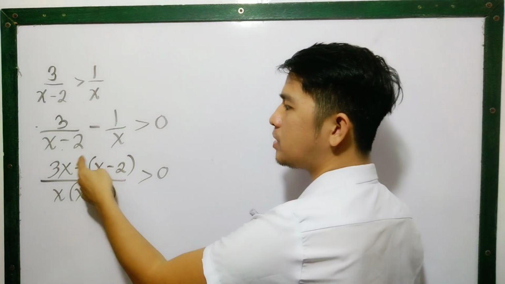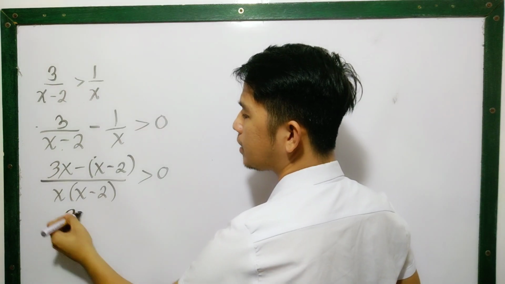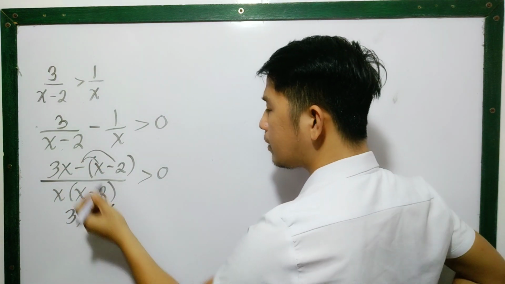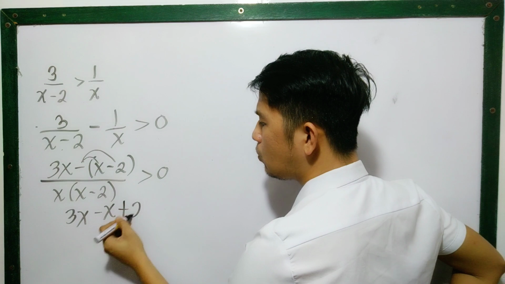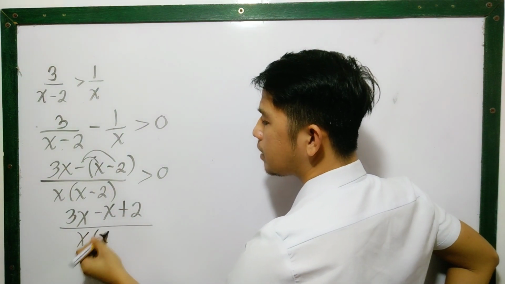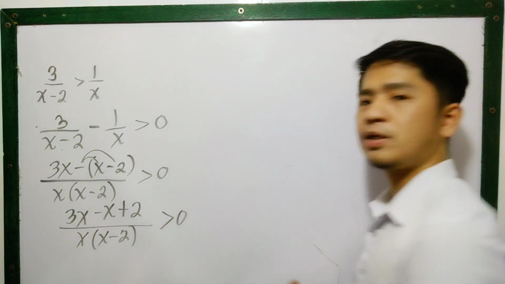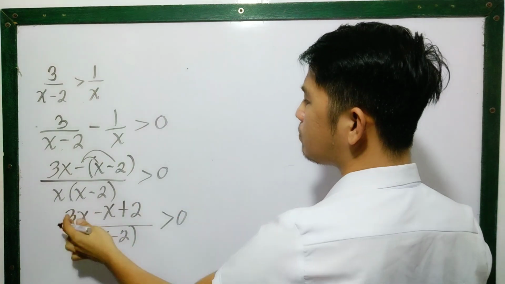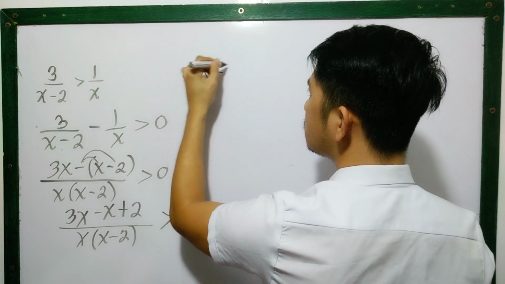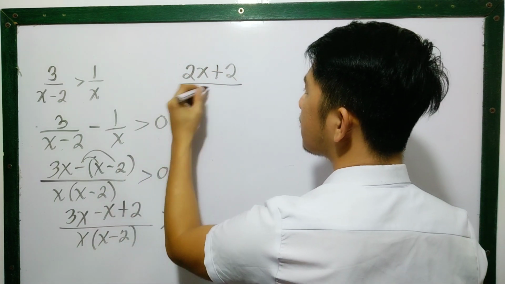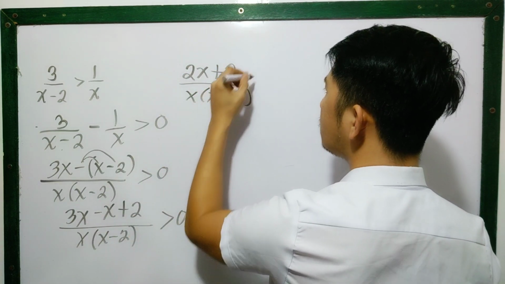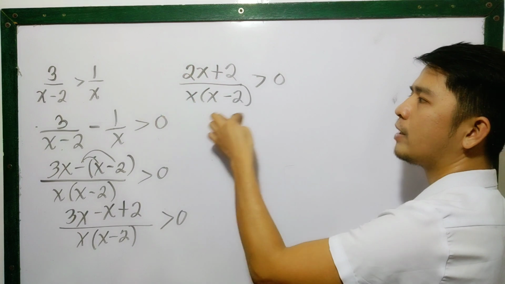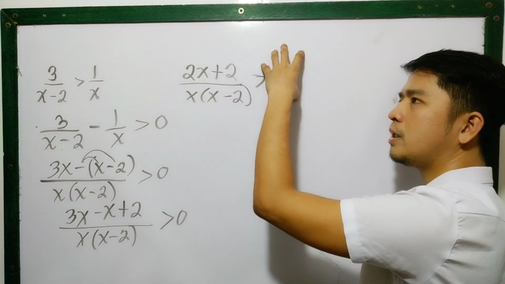Okay, the next thing is to simplify. Let us multiply this. So, 3x, negative times positive is negative x. Negative times positive is negative, and negative times negative is positive 2, all over x times x minus 2, greater than 0. Okay? So, let us simplify this. That is 3x minus x is 2x, plus 2, all over x times x minus 2, greater than 0. Okay, so it is now a monomial, right? It is just one term. And then this is already 0.